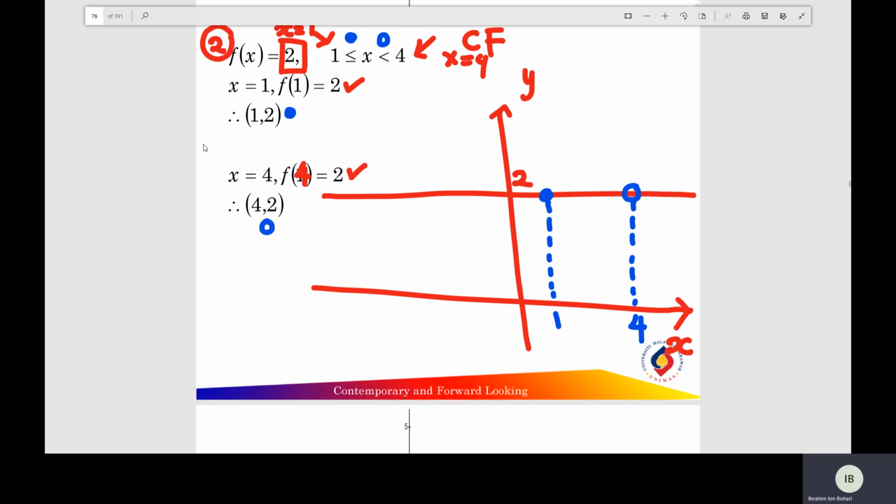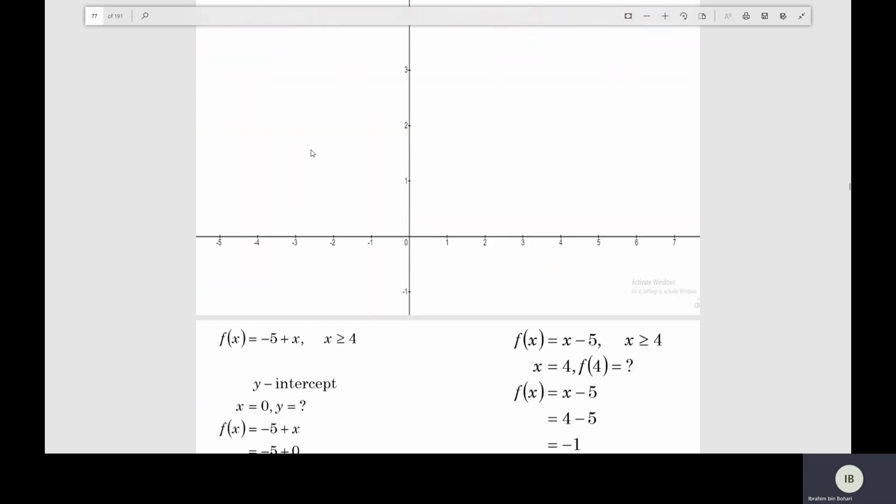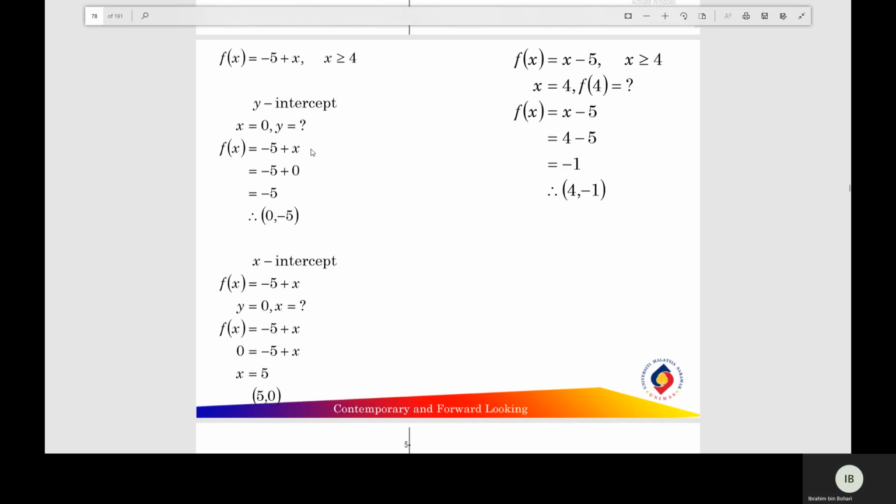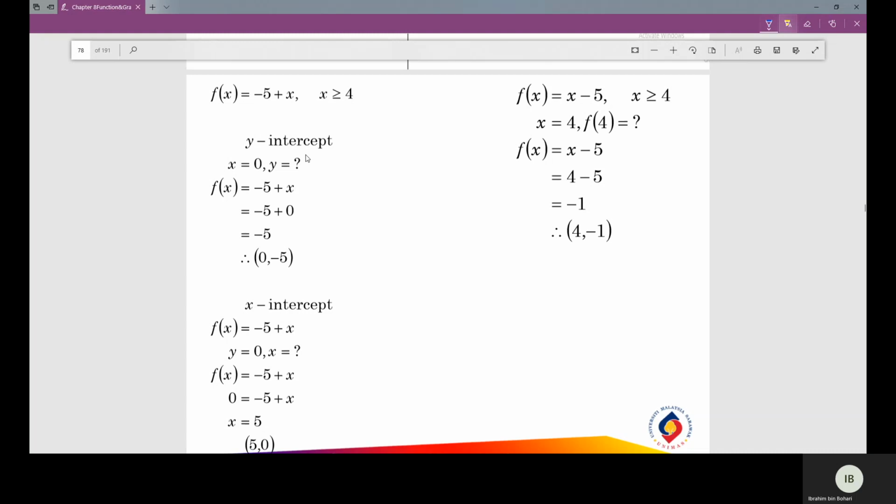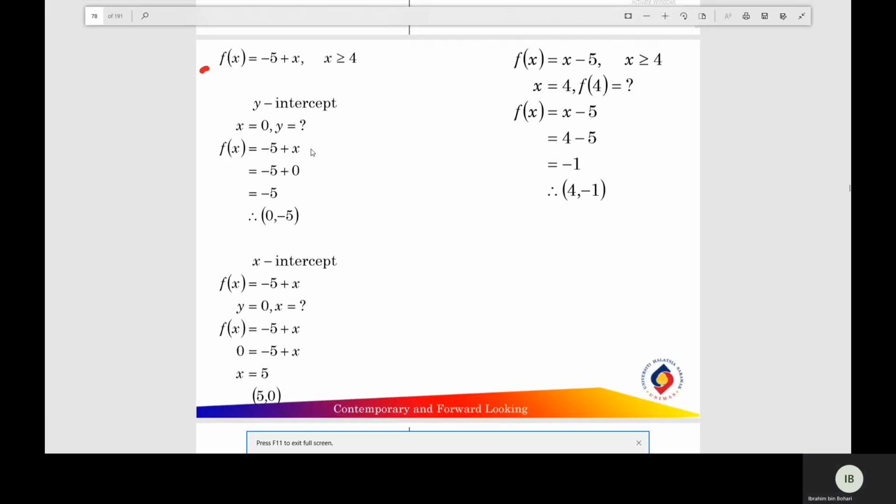Okay, settled. Question, second function, the constant f(x) equals 2. And then number 3, the linear function. So the linear function, f(x) equals negative 5 plus x, for x greater than or equal to 4.